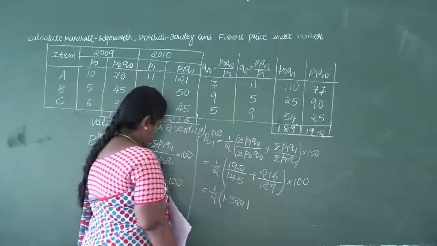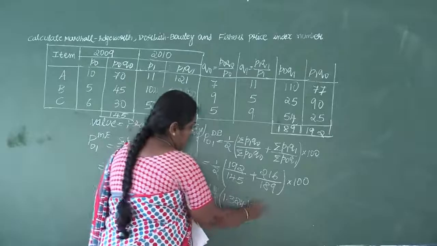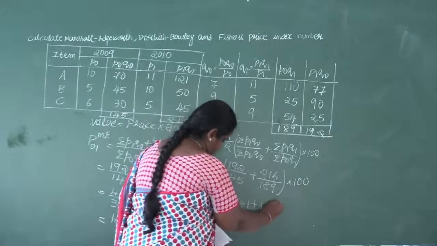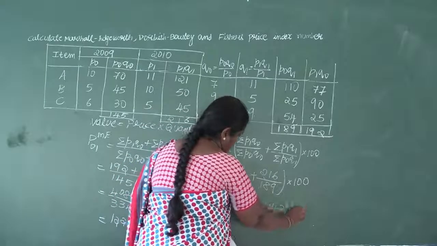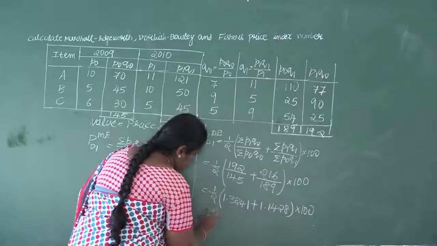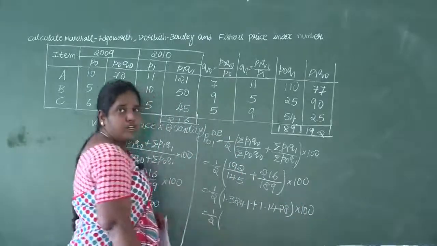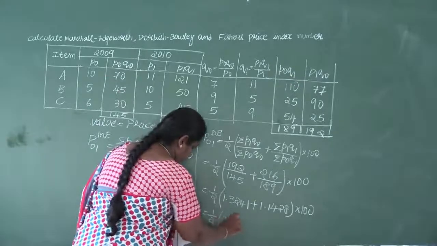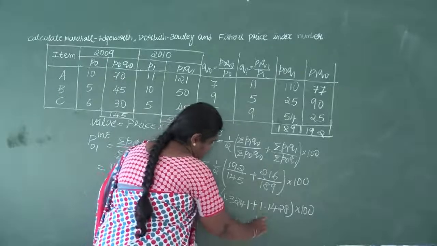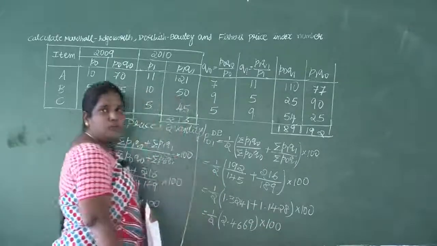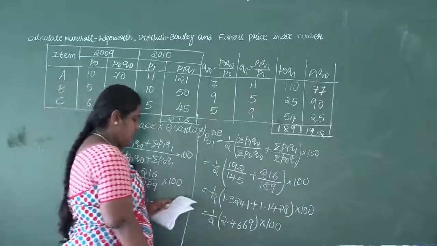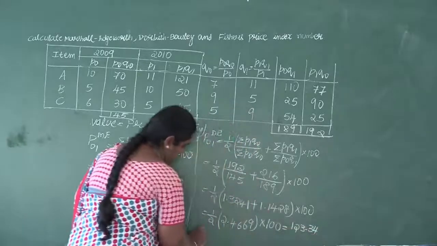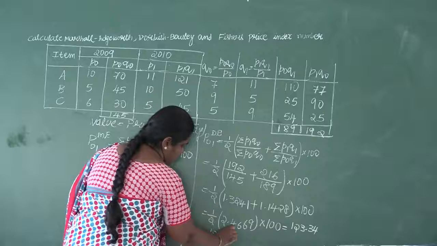So it is 1.3241 plus 216 divided by 189, 1.1428, into 100. So 1 by 2 into, add this 1.3241 and 1.1428, we will get 2.4669 into 100. So divide by 2 and multiply with 100, we will get 123.34. It is 123.34.